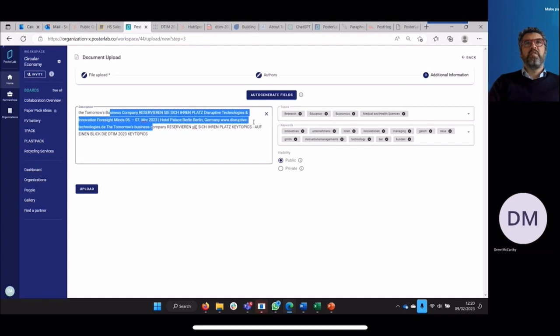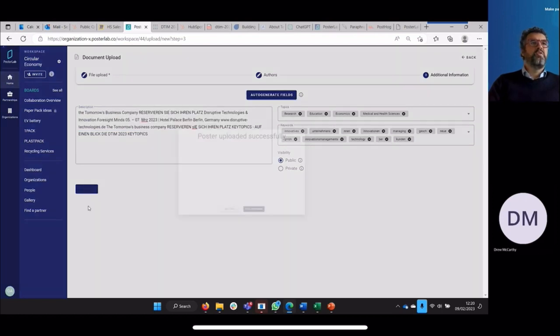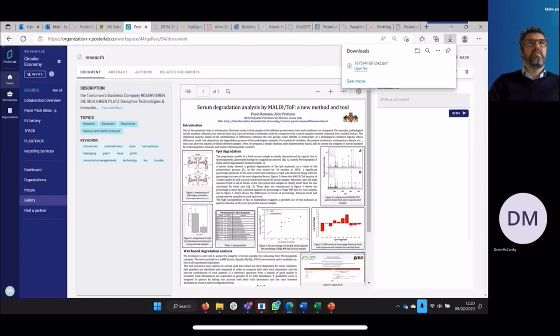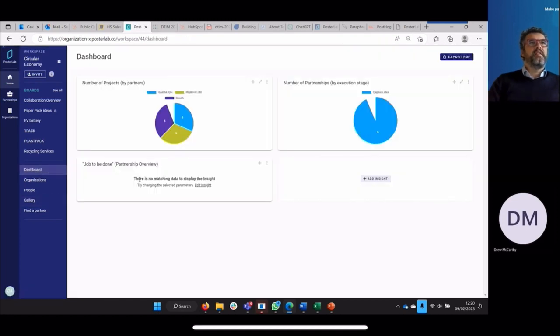So you see automatically everything is tagged and mapped, and then I can automatically upload this document into the gallery and view the document so that, again, this document is being seen in the gallery and everybody can access it. Final aspect, dashboard, which is more for the manager level. I can see the number of partnerships that I have. I can see what kind of projects we are doing, at which stage of the project we are, what needs to be done.